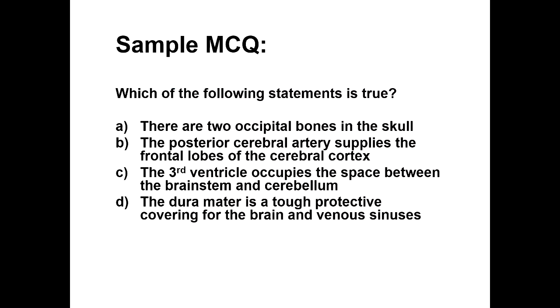Okay, so finally, sample MCQ. Which of the following statements is true? There are 2 occipital bones in the skull. The posterior cerebral artery supplies the frontal lobes of the cerebral cortex. The third ventricle occupies the space between the brainstem and the cerebellum. The dura mater is a tough protective covering for the brain and venous sinuses.